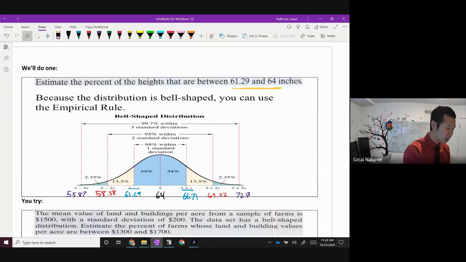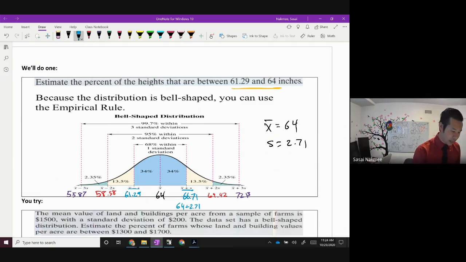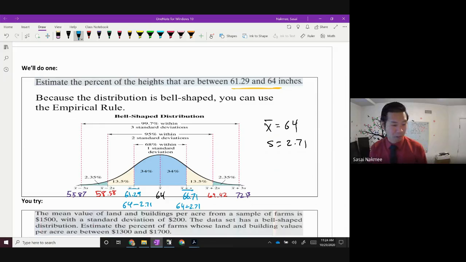And to get 66.71, all I had to do was take 64 and add 2.71, which is, again, our mean and our standard deviation. They tell us that value in this problem. And that's all it is. So this one adds it, and then this one subtracts it. I said subtract, and yet I was about to draw a plus sign, 2.71. And that's how we got those numbers.